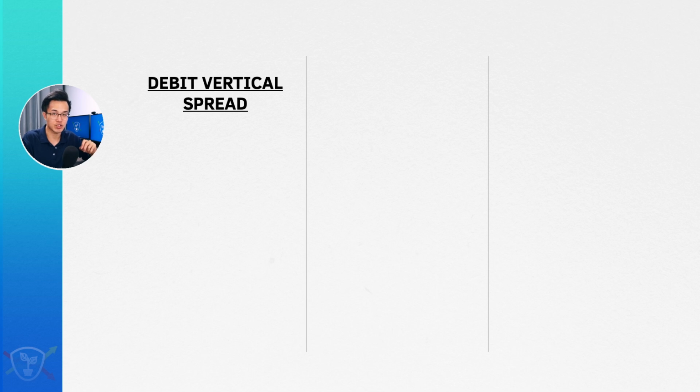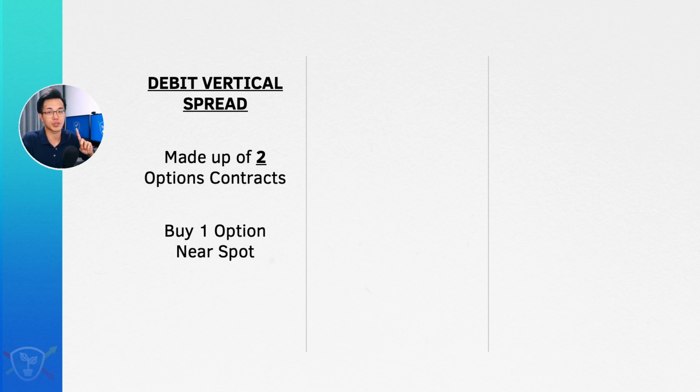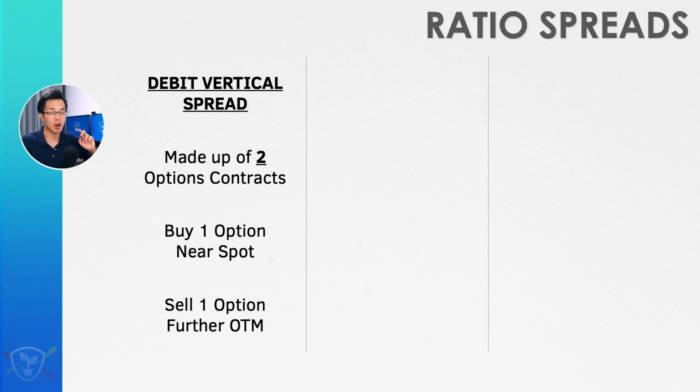For a quick recap, a debit vertical spread is a strategy that's made up of two option contracts where we buy one option contract close to the current market price and we sell a second option contract that is out of the money and further away from the current market price. The structure of the ratio spread operates on the same principle, except that we're going to be selling more options compared to the options that we buy.